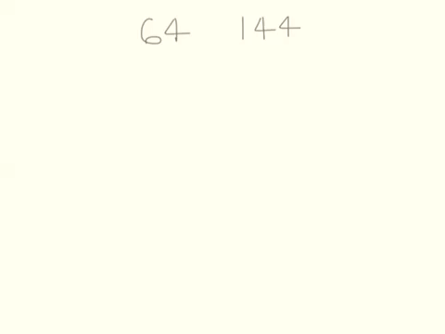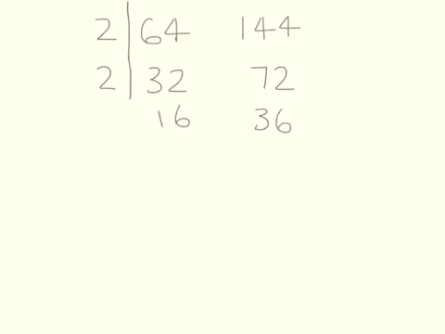Even if you didn't choose those same numbers, say for example you looked at 64 and 144 and thought, oh, they're both even, so I'm going to divide 2 into both of them. 2 into 64 goes 32 times. 2 into 144 goes 72 times. Once again, 32 and 72 are both even, so I'll put a 2 down. 2 into 32 goes 16. 2 into 72 goes 36.